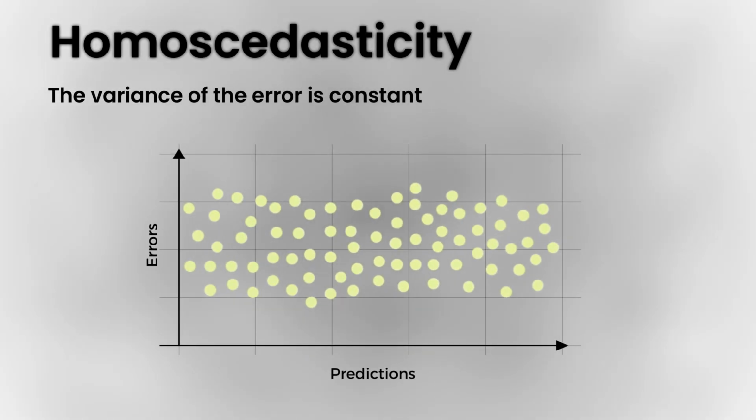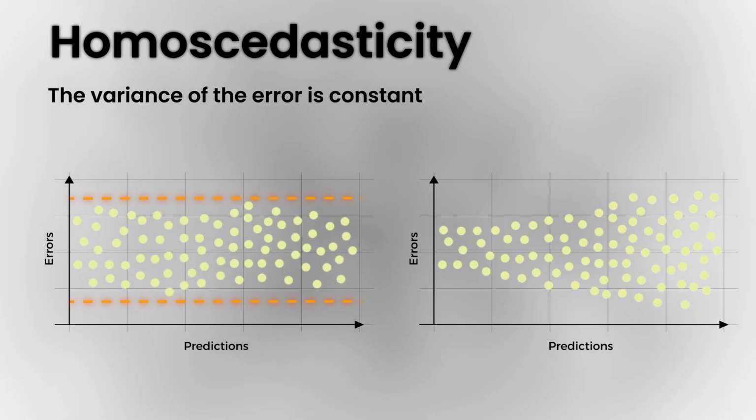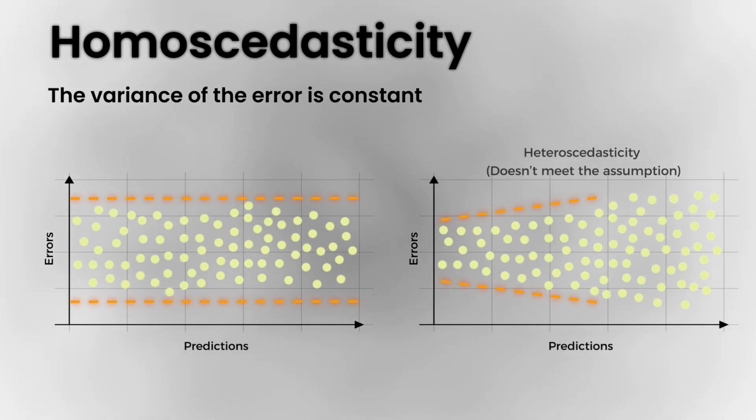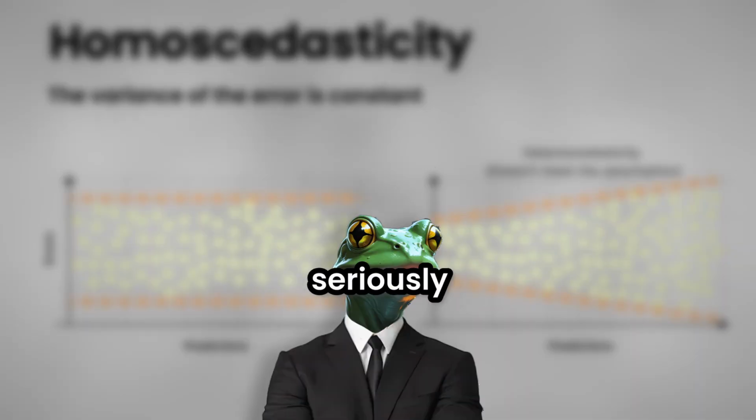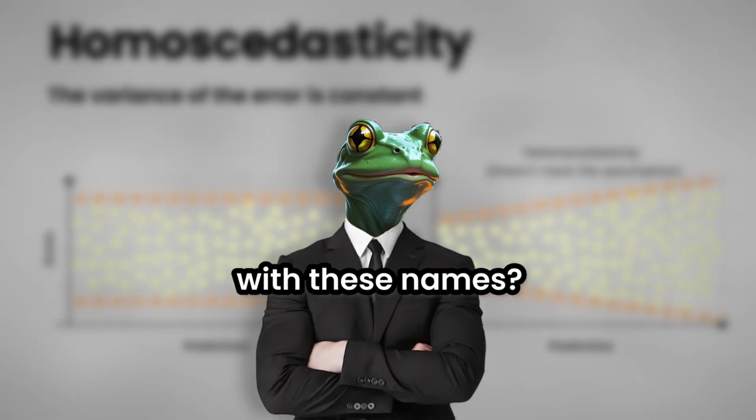Last but not least, we've got homoscedasticity. Who gave it that name? Well, anyway, homoscedasticity says that the variance of the errors is constant, which means that the errors should maintain the same or almost the same along the data, just like this. On the other hand, if the errors get bigger or smaller as you move along the data, that's called heteroscedasticity. Seriously, who came up with these names?